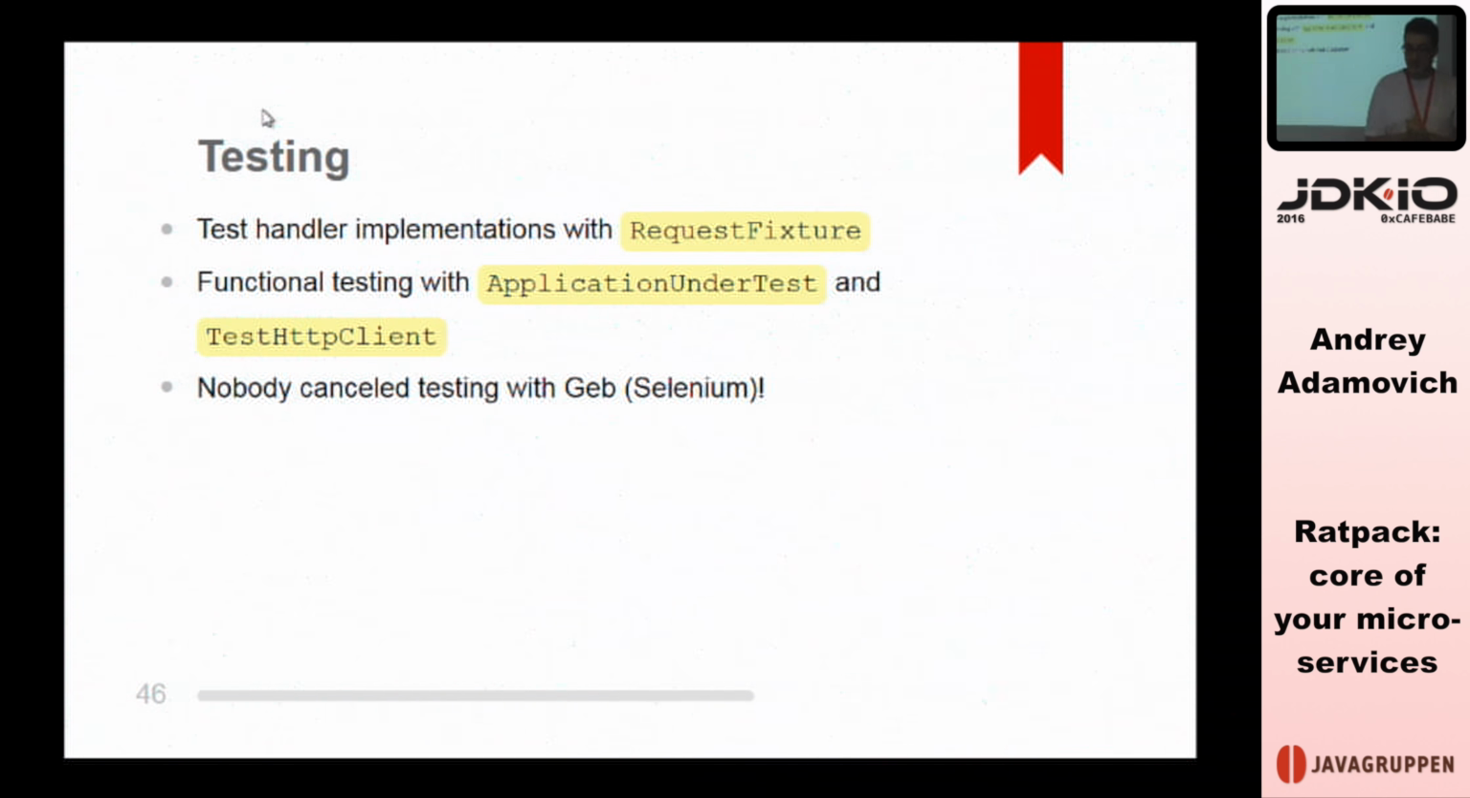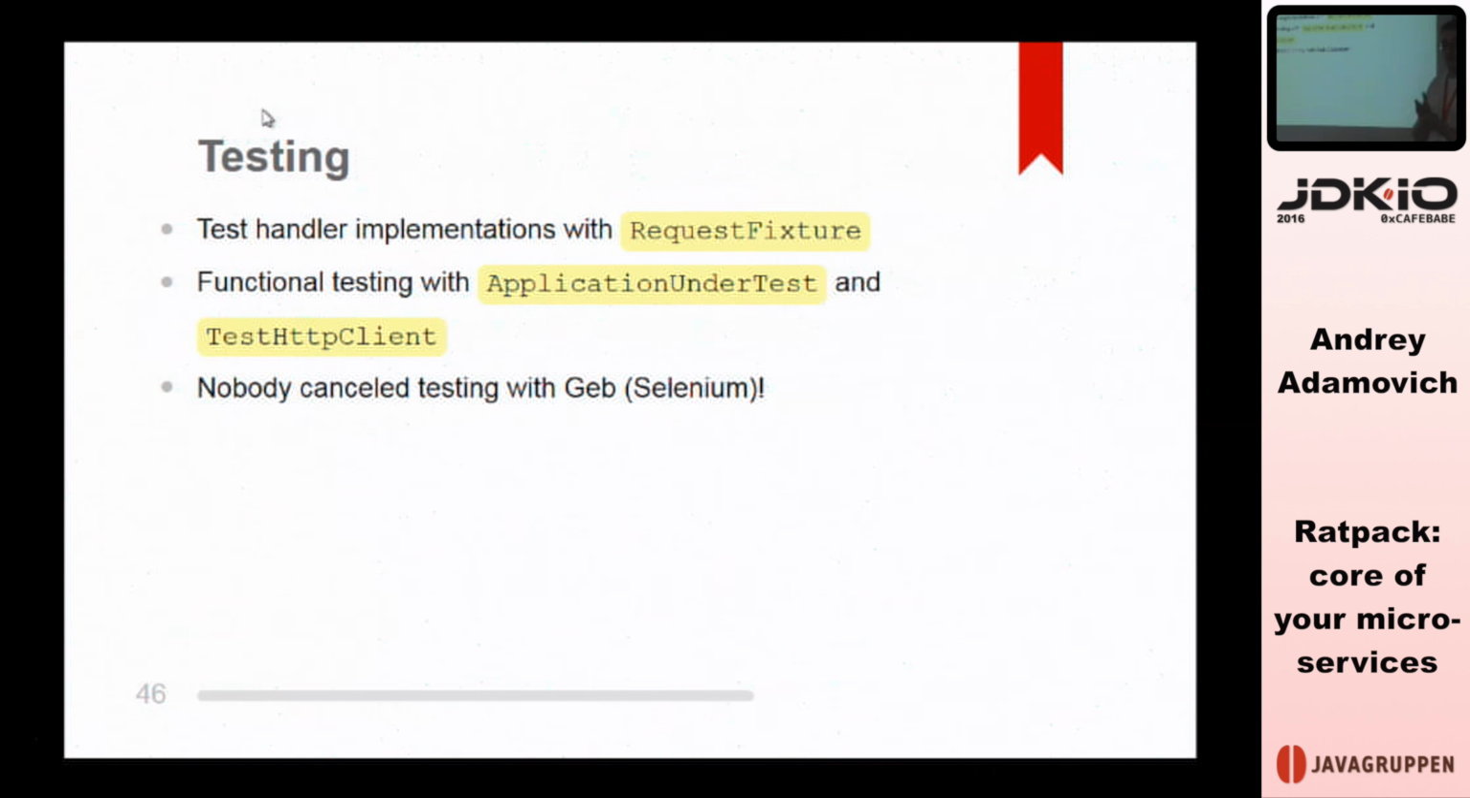Another thing that is actually easy is testing. And Ratpack provides several ways of testing applications. Of course, you can always use something like Selenium, especially if it's a real web app. If it's an API, then of course you can use something like curl or just a plain HTTP client.